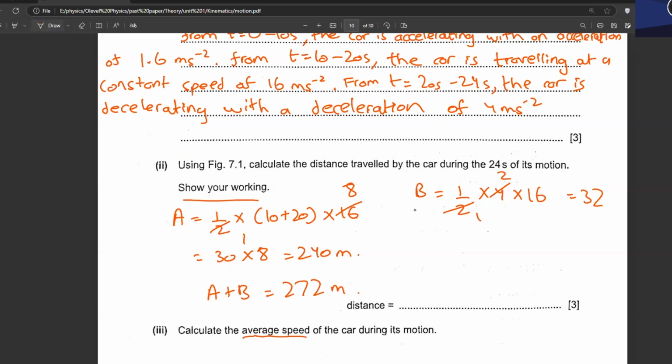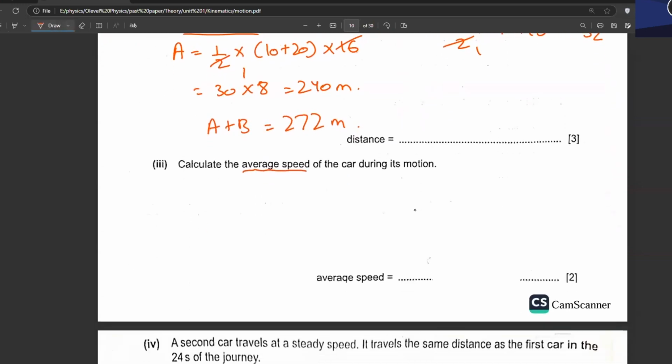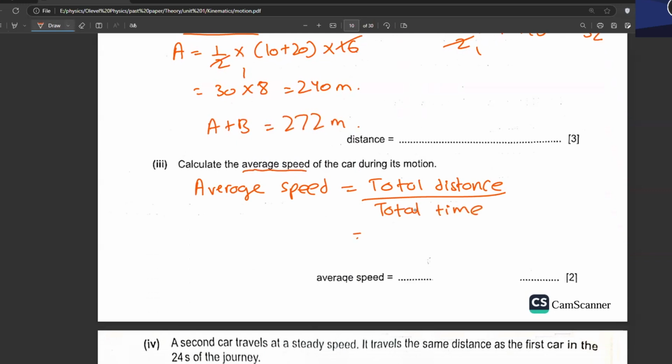Calculate the average speed. How do we calculate the average speed? Very easy. Average speed is total distance over total time. What is the total distance? 272. What is the total time? 24. Divide both of them. 272 divided by 24. This comes out to be 11.3. Your average speed comes out to be 11.3 m s minus 1.